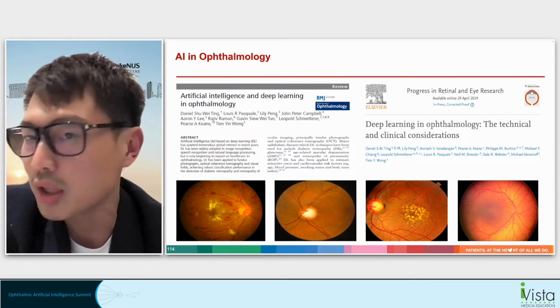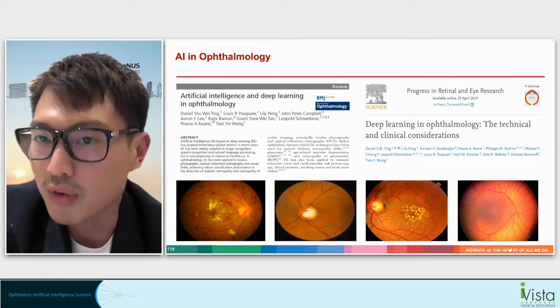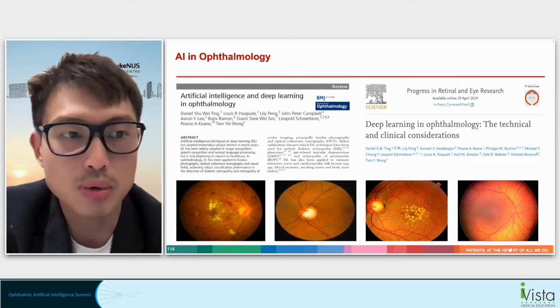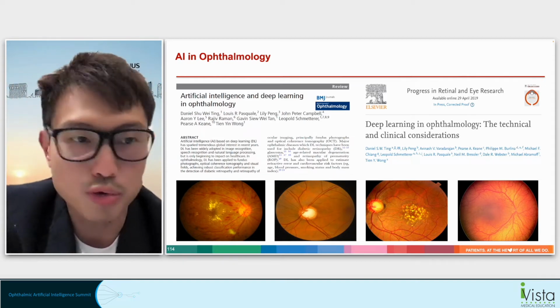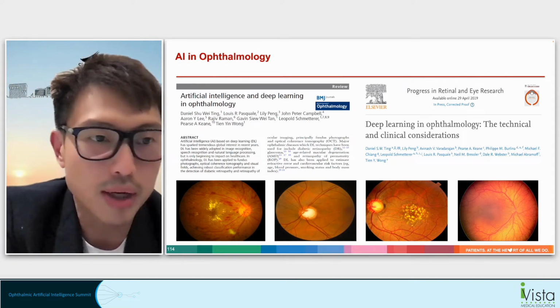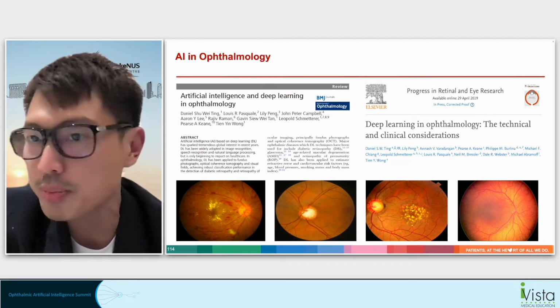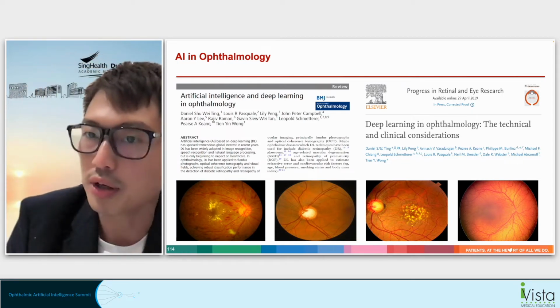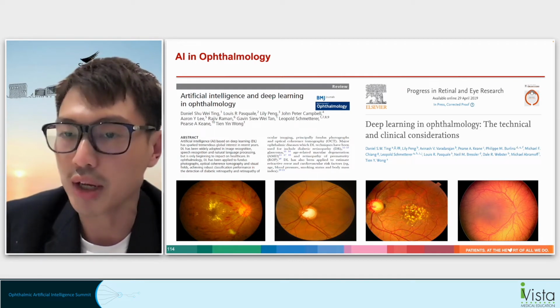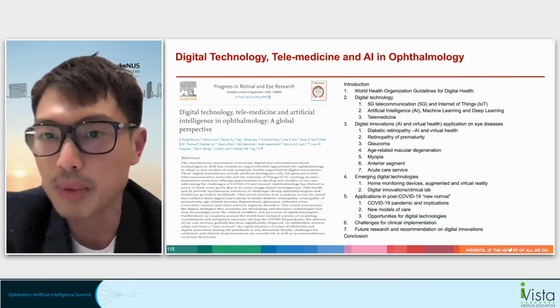We started the deep learning journey in 2015 and 2016. We published together with AI expert groups worldwide, including Lily Peng, Aaron, and many other peers. We published this paper in VJO and PRER, summarizing all the state-of-the-art AI technology from many years ago.